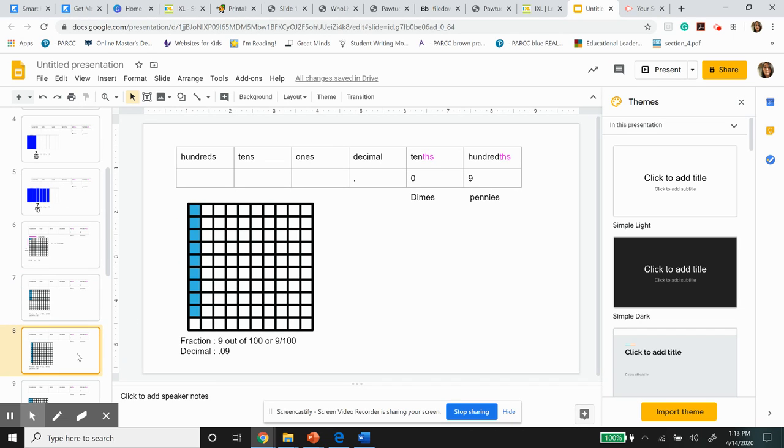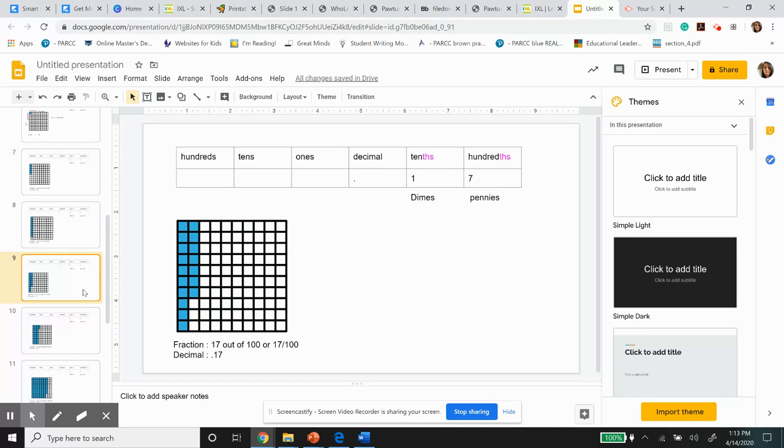All right, let's look at this one. Here again, it's 100 squares, so there's 9 out of 100, because each row is 10, right? 10, 20, 30, 40, 50, 60, 70, 80, 90, 100. So I know that this is almost filled up, so it's 9 out of 100, or 9/100ths, or 0.09.